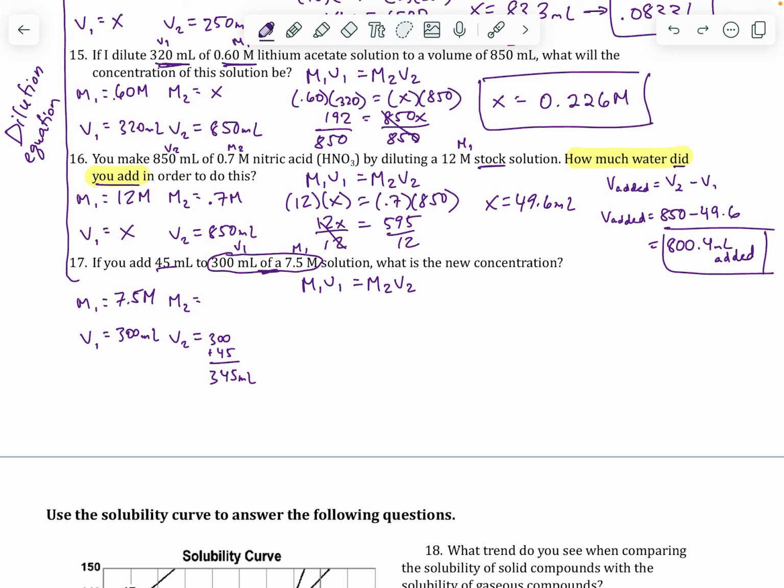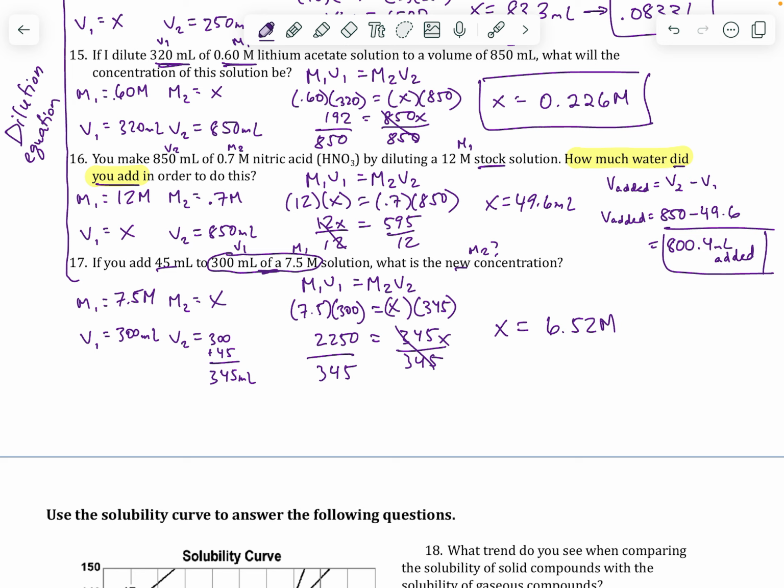Here we're adding the amount, and then we're looking for the new concentration, so M2 question mark. All right, and so we plug in what we got, 7.5 times 300 on that side equals x times 345 after I add the 45 mils. We end up with 2,250 equals 345x, divided by 345 on both sides. X, which is M2, so my unit should be molarity, is 6.52 molar.